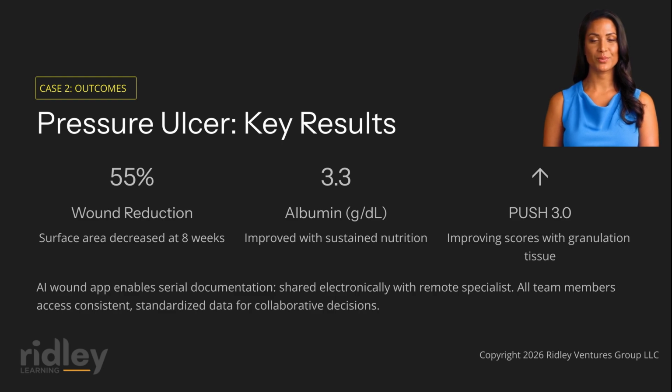At 8 weeks, the wound demonstrates a 55% reduction in surface area, a favorable PUSH 3.0 trajectory, and increasing granulation tissue, confirming the effectiveness of this interprofessional approach. The patient's albumin has improved to 3.3 grams per deciliter with sustained nutritional intervention.